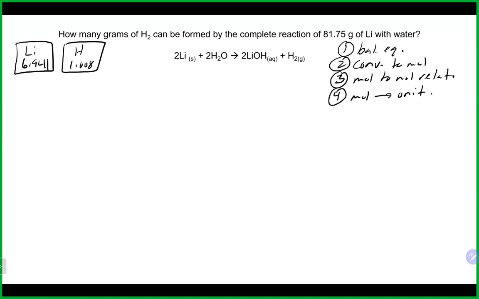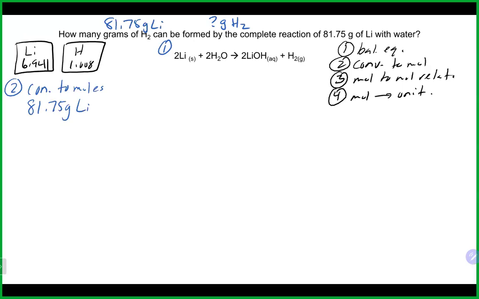So again, we're just going to follow our steps here. In this particular case, we have the same equation. We are starting with 81.75 grams of lithium, and we're looking for how many grams of H2 we would produce. So step number 1 is a balanced equation, which we did previously, so we're good on that. Step number 2 is we want to convert to moles. In this case, we are given 81.75 grams of lithium, and obviously here we do need to do this step because we're not in moles.